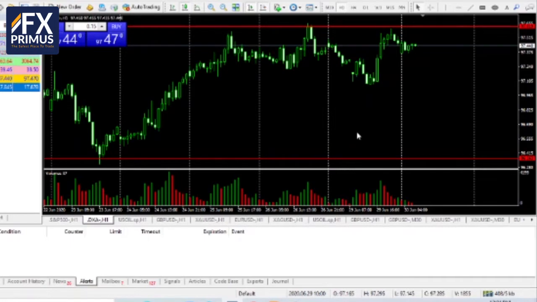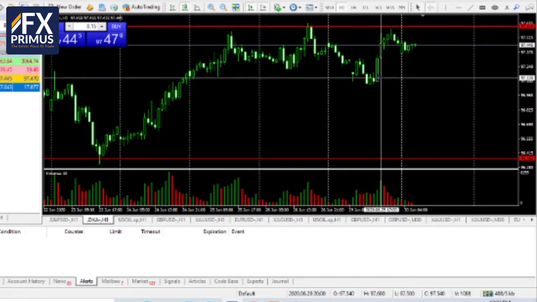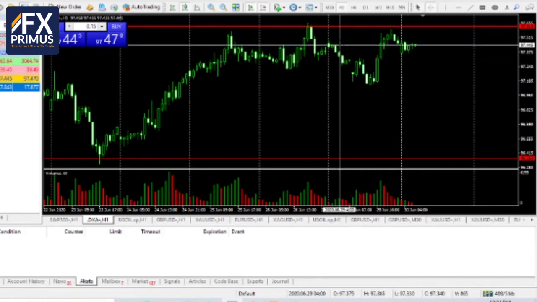So again, today is the 30th of June, it's a Tuesday. My name is Edmund. So let us have a look at the technical charts. We're going to start off with the US dollar index. Again, for yesterday, we can see that the US dollar was mostly bearish during the Asian trading session.